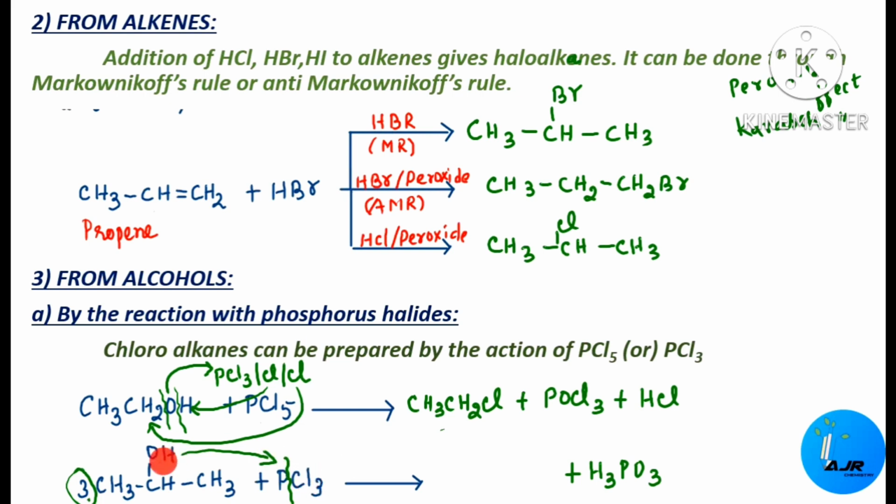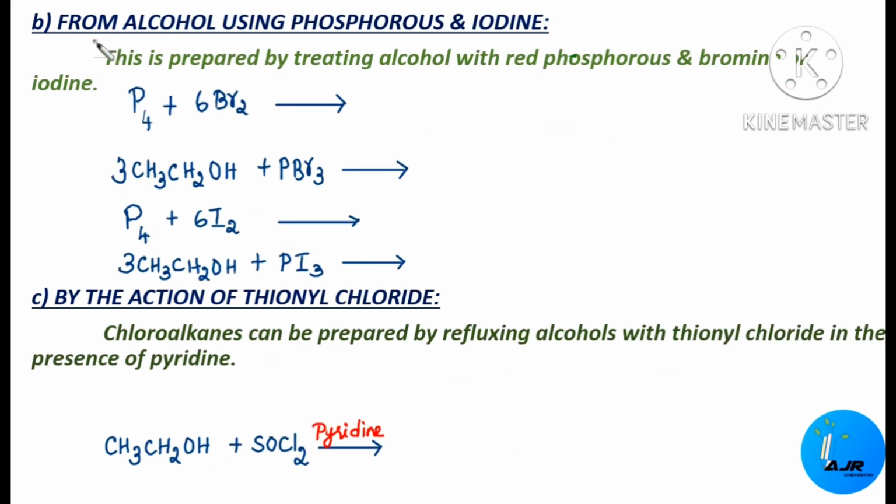This 3 chlorine will be getting added up to this CH. So this product will be CH3CHClCH3, 3 times. Okay, now we have got a product. Now next is from alcohol using phosphorus and iodine. How haloalkanes are prepared from alcohol using phosphorus and iodine.